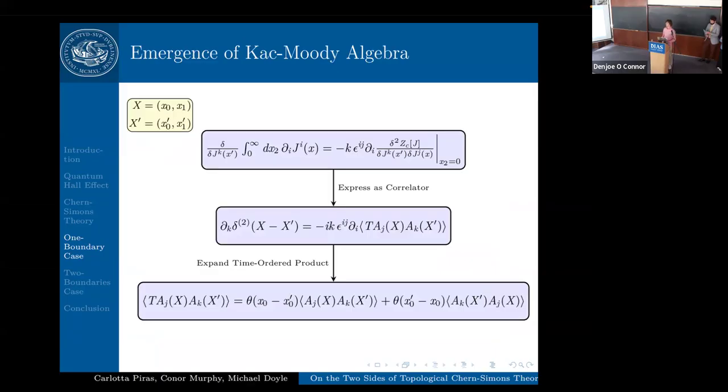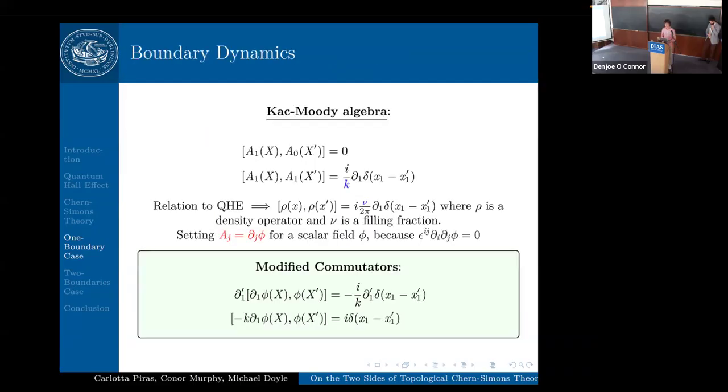And also this broken Ward identity gives rise to an algebraic structure. So if we take this broken Ward identity, not yet on shell, and we take a functional derivative of it with respect to j, on our right-hand side, we will end up with a time-ordered product, which when expressed explicitly, we can take derivatives of and end up with a Kac-Moody algebra. So these two commutators define our algebra. The most interesting one is the second case.